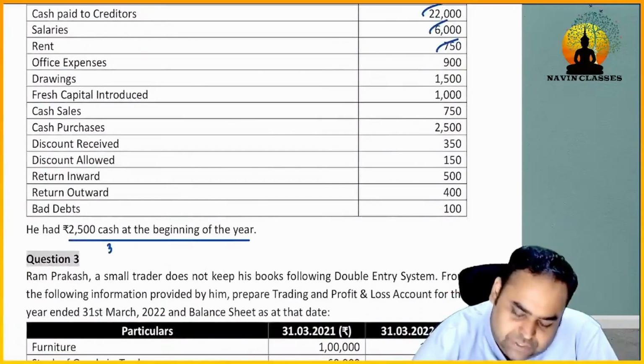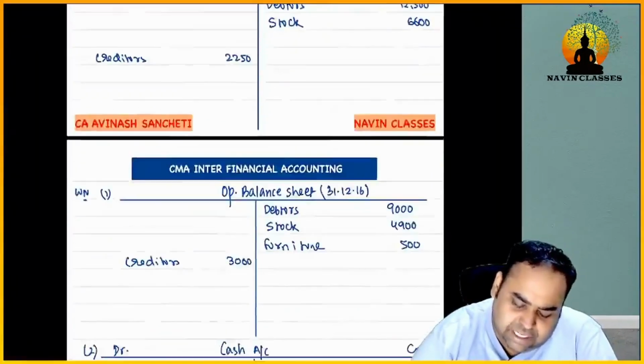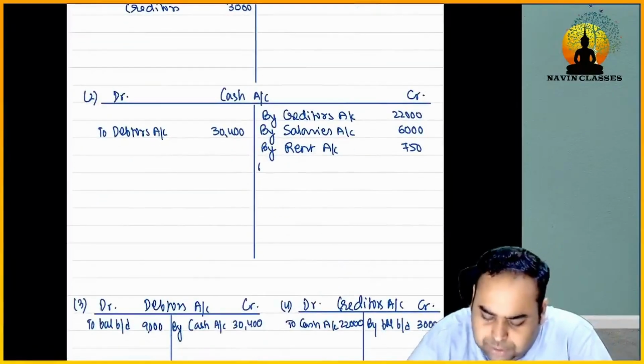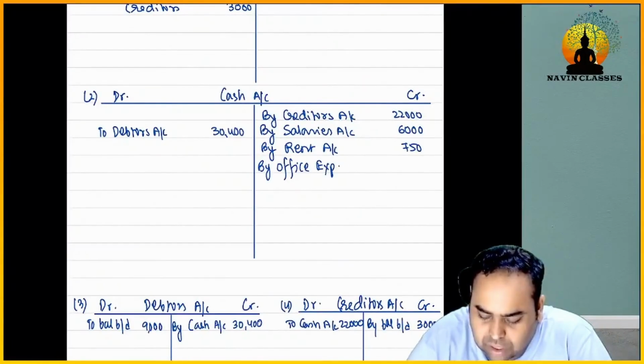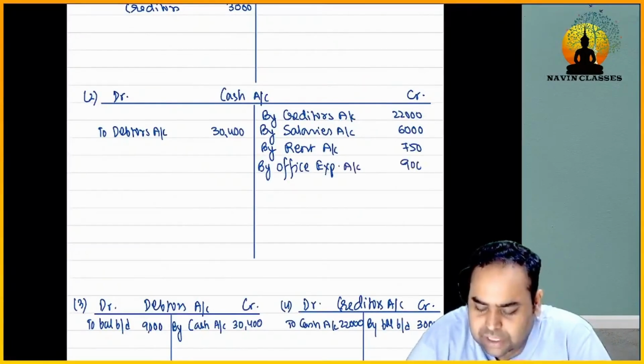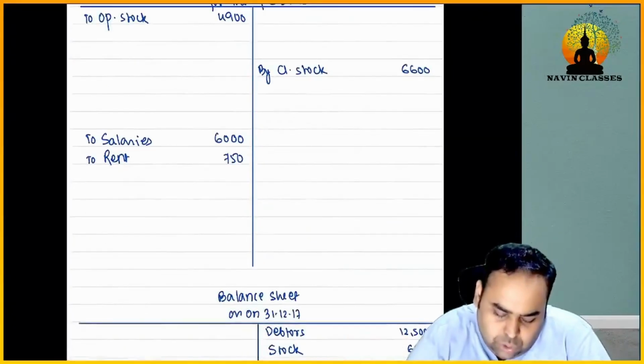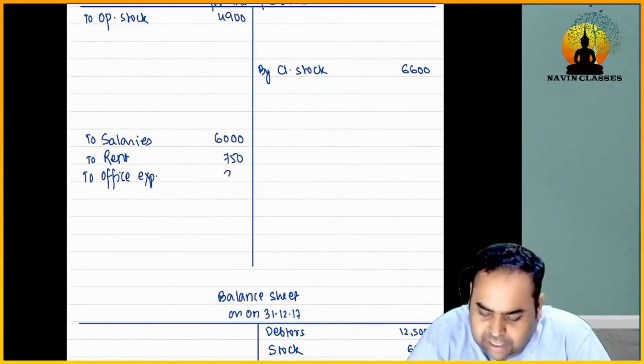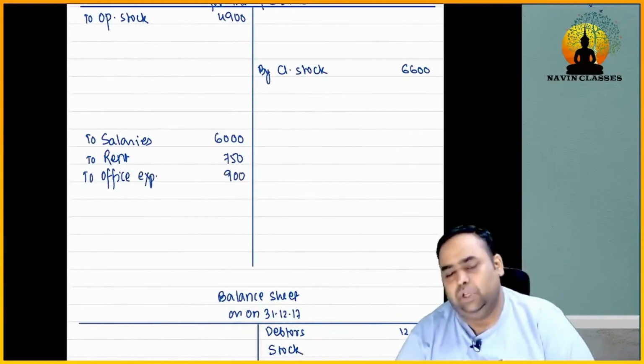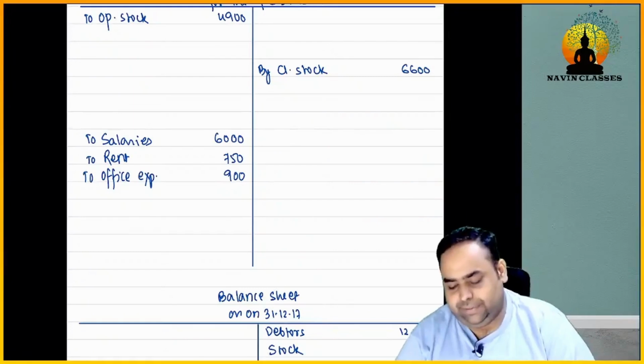Next, the office expenses are 900, so we will record these expenses in the cash account. We will write by office expenses 900. This is an expense, right? So it will go to the P&L. To office expense 900. Office expense is 900.